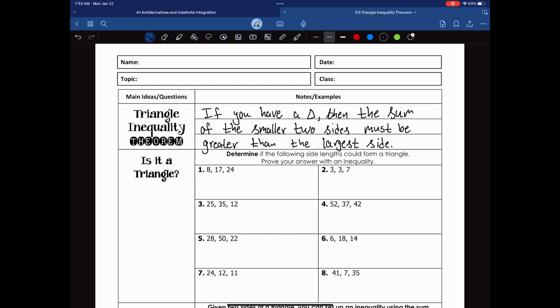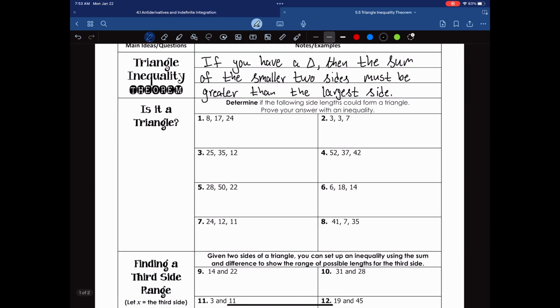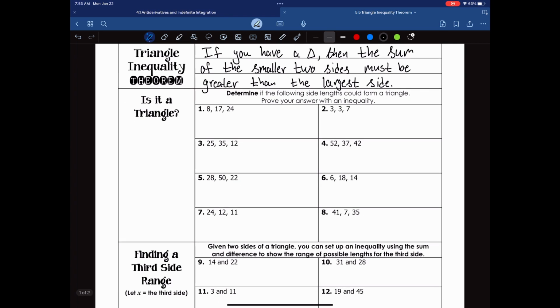sides. That means, well, if I give you three side lengths, all you have to do is look at the smaller two sides. So, like in number one right here, we've got 8, 17, and 24. Well, these two are the smallest two because 8 and 17 are smaller than 24. So we're going to say, oh, well, is 8 plus 17 larger than 24? Well, 8 plus 17 is 25, which is larger than 24.